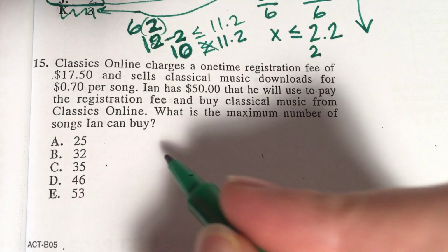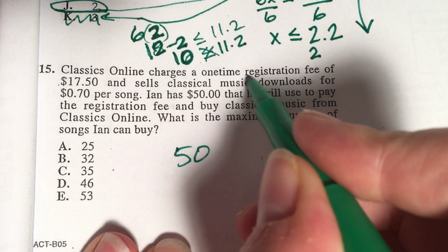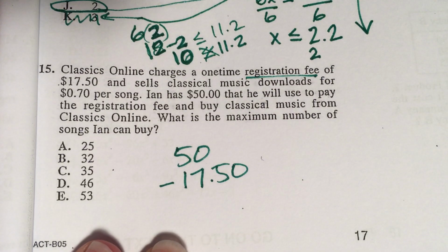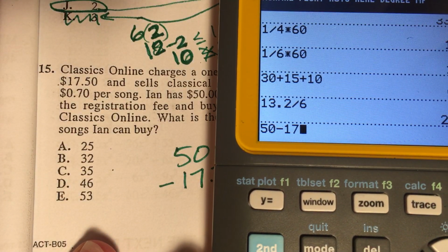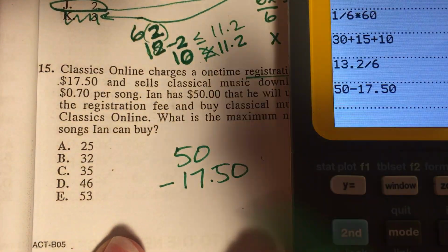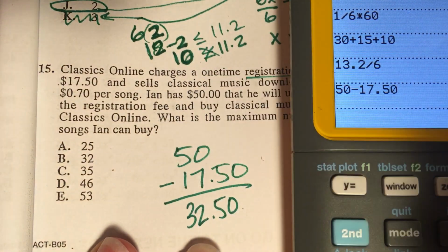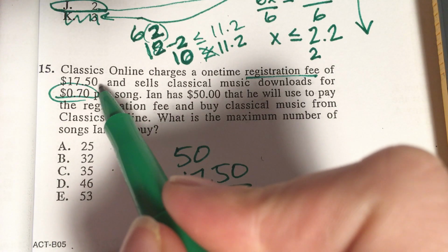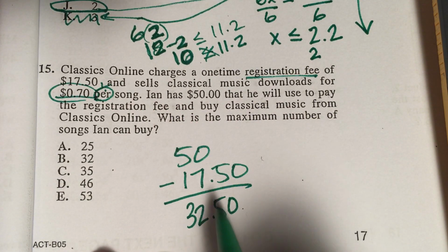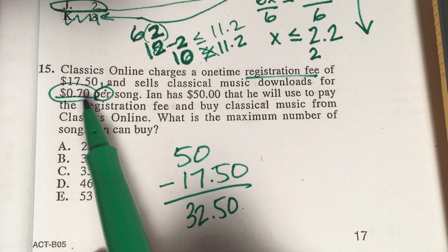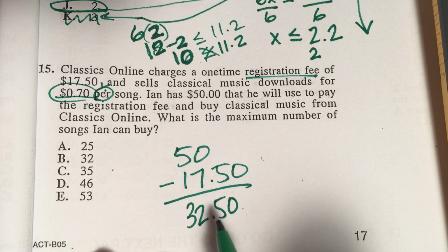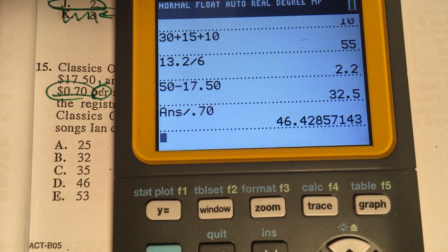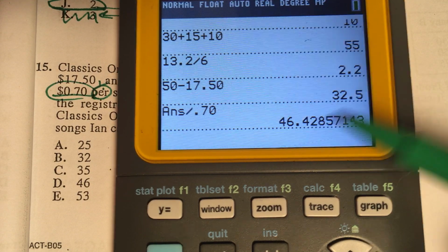So if he has $50, he has to pay the registration fee to be a part of it. So we're going to take that money away. So $17.50. So on my calculator, I'm going to do 50 minus $17.50. And he's going to have $32.50 left over. And then it costs 70 cents per song. Right, so since it's per song, I know per always means division. Right, so I want to find out, it doesn't quite cost $1, so I know he's going to get more than 32 songs. So I'm going to do $32.50 divided by 0.7, or 70 if you want. And he can buy 46.42 songs.